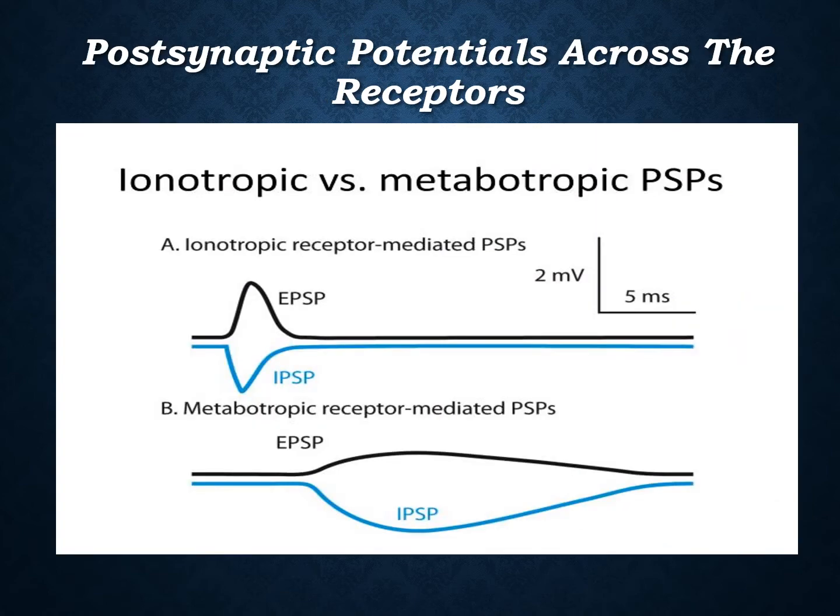So, the postsynaptic potential across the receptors. We came to know of two sorts of receptors: one is the ionotropic receptors, and the other is the metabotropic receptors. How the EPSP and IPSP look in the ionotropic receptors is shown in diagram A, and how the EPSP and IPSP look in the metabotropic receptors is shown in diagram B.